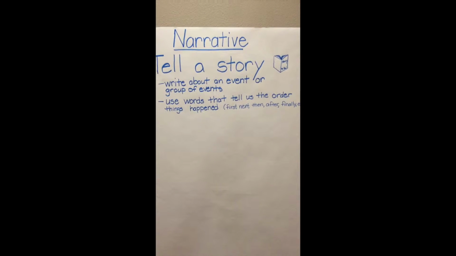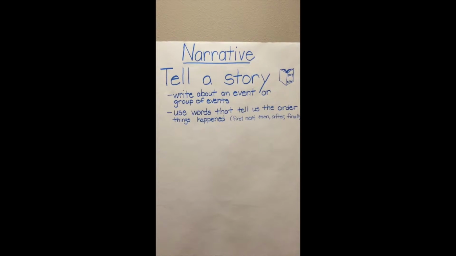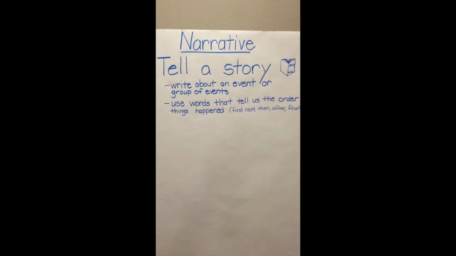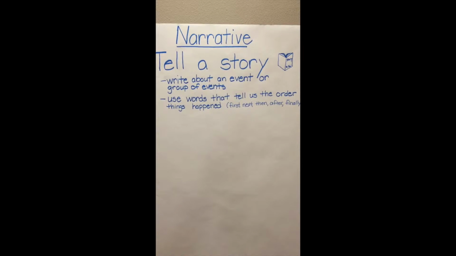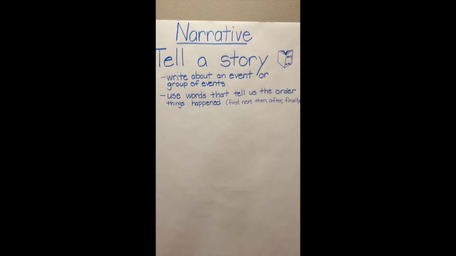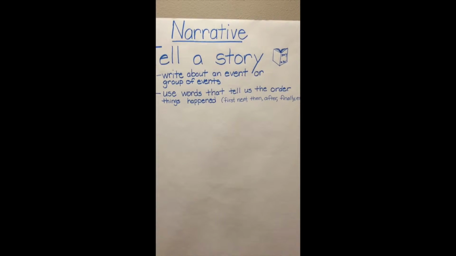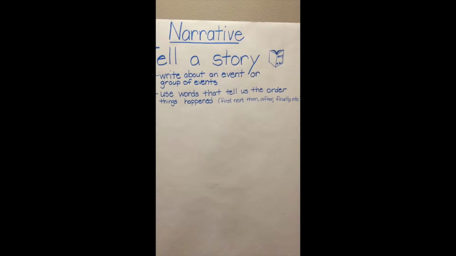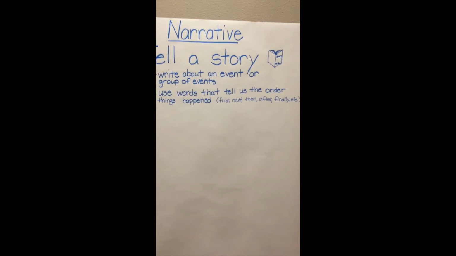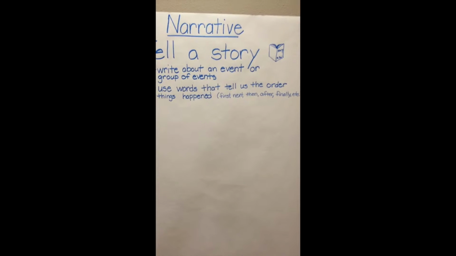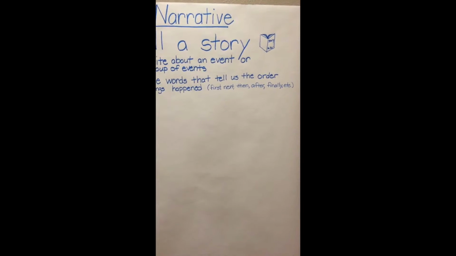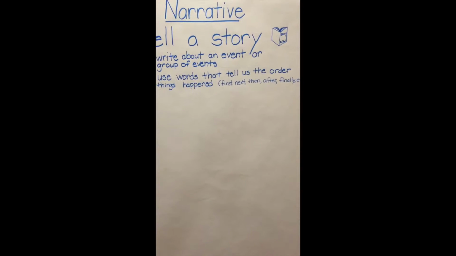Narrative writing is just telling a story, like you're the narrator. You're going to write about either an event or a series or group of events. And for a narrative, it really helps if you use some great words that are going to tell us the order that things happened. You'll want to use a variety of these words. The words that we're talking about are things like first, next, then, after, finally, words along those lines.